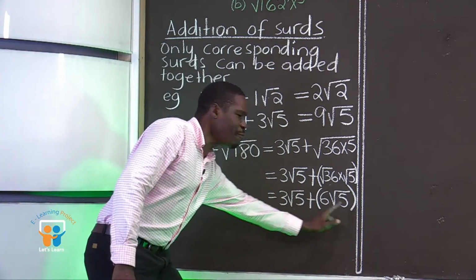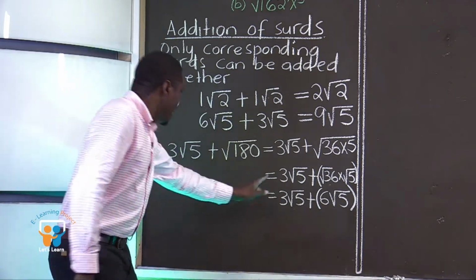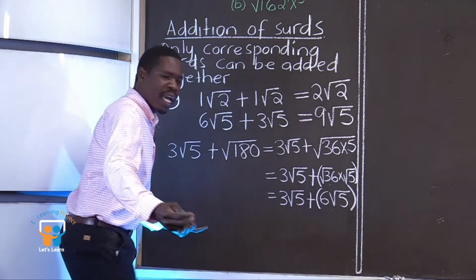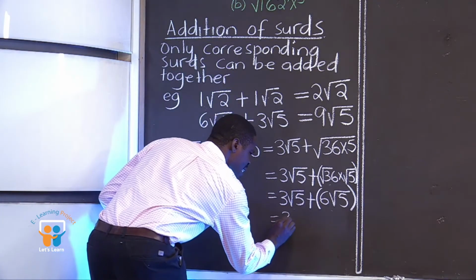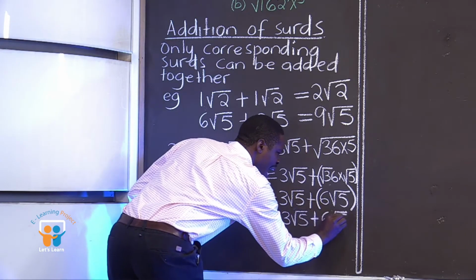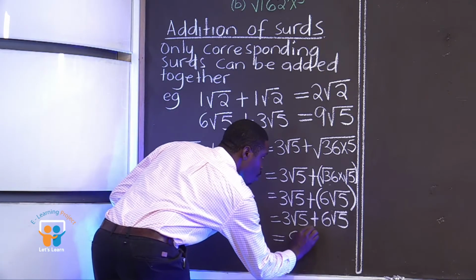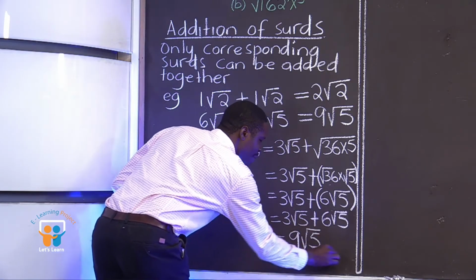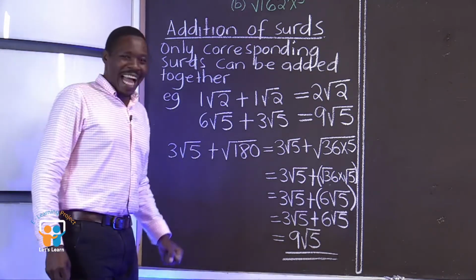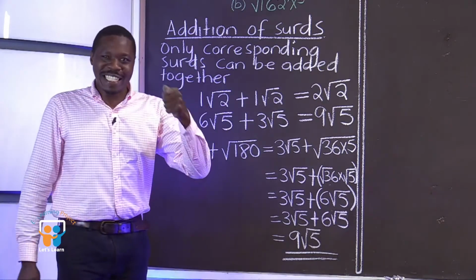Are they not from the same family? Are they not the same? Are they not corresponding? 3 root 5 plus 6 root 5. What do you get? We are adding, Mr. Examiner, 3 root 5 plus 6 root 5. How many do you get? I will get my 9 root 5 as my final answer. We were looking at addition of SADs.